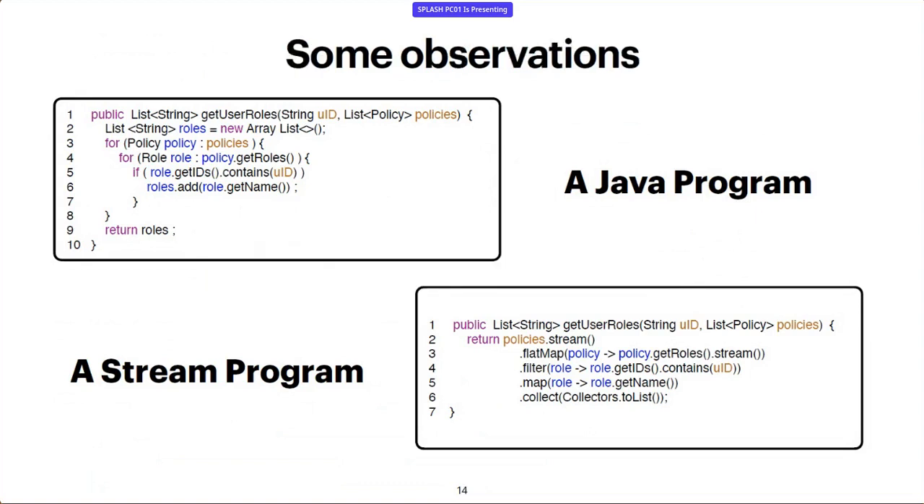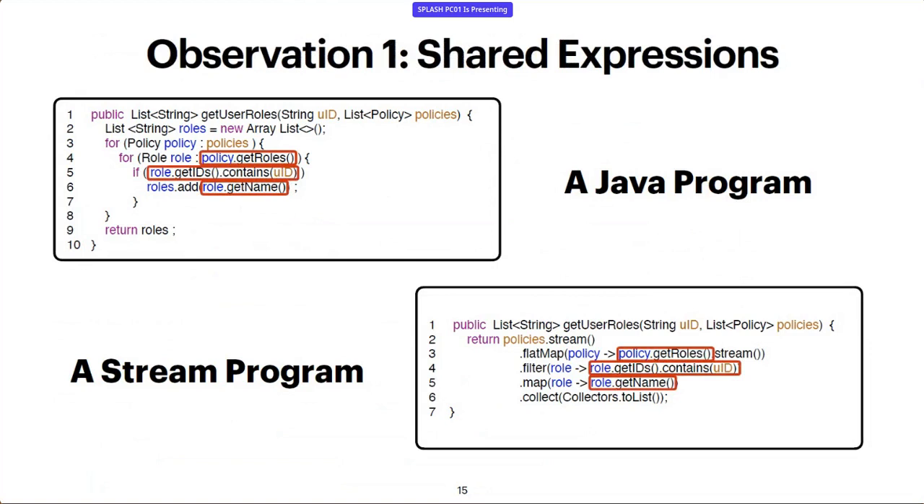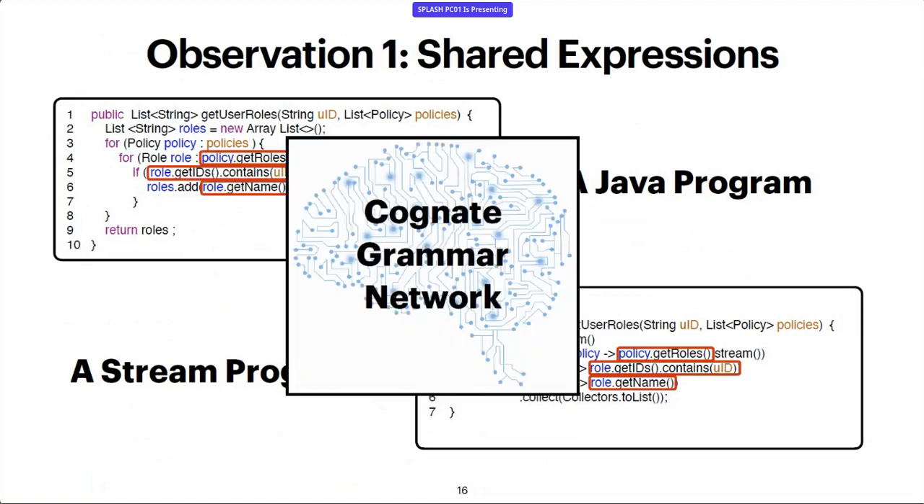So how can we do better? The key is that we can make some observations in this particular domain that will allow us to be more efficient in our search. The first observation is that the source and target programs here share some expressions, which I've highlighted in red. How can we take advantage of that? We introduce something that we call a cognate grammar network, a custom neural architecture that we've developed that takes advantage of the shared expressions and biases the search to produce programs that have these shared expressions.